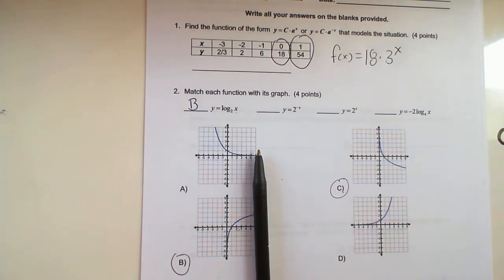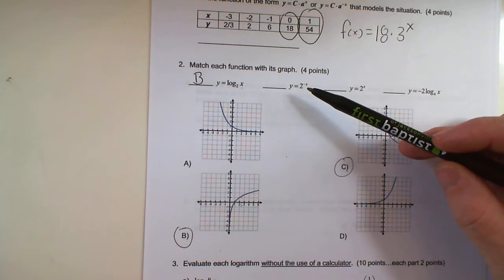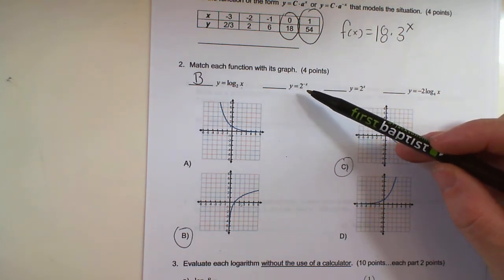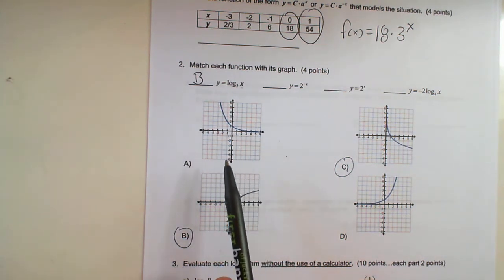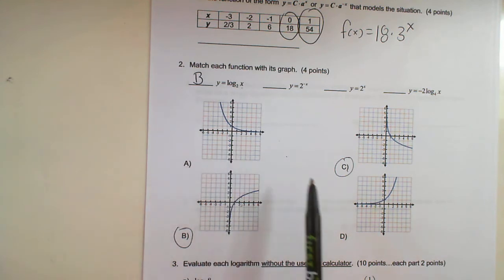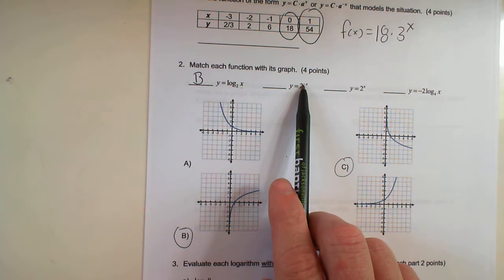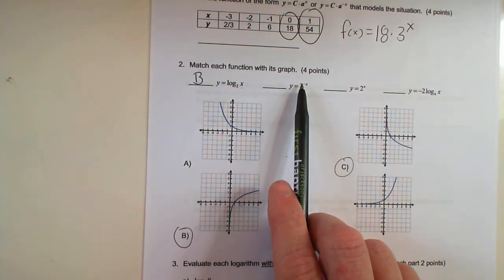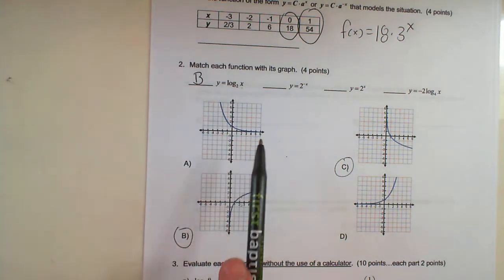Next, we have y equals 2 to the negative x. Because this is an exponential function, it will have a horizontal asymptote. So in this case, we know right off the bat our answer is either A or D. Here we have a negative x. That makes this a decreasing function. Therefore, it has to be A.